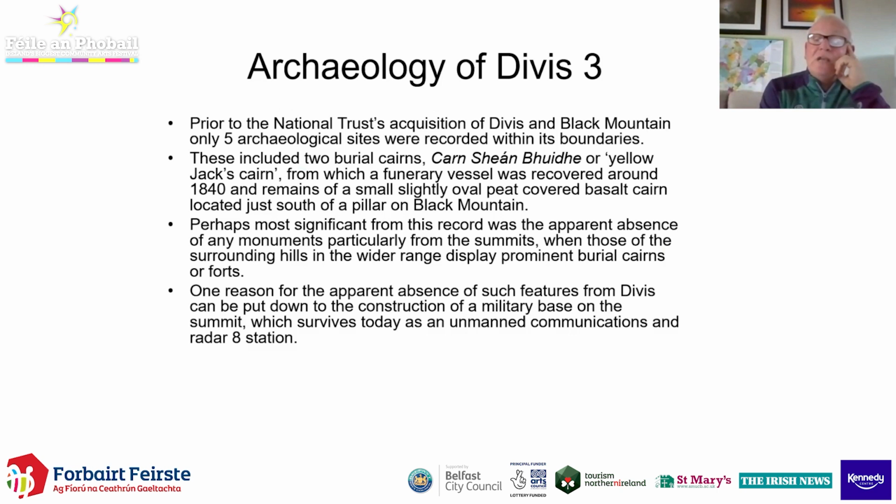remains of a small oval peat-covered basalt cairn, which is located just to the south of the pillar that you see on the top of the modern Black Mountain. The most significant thing from these records is the apparent absence of any monuments which are particularly associated with the summits of the hills. And when the range of the other hills is taken into consideration, it's kind of strange.